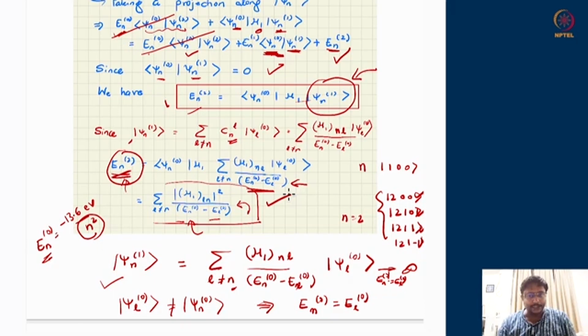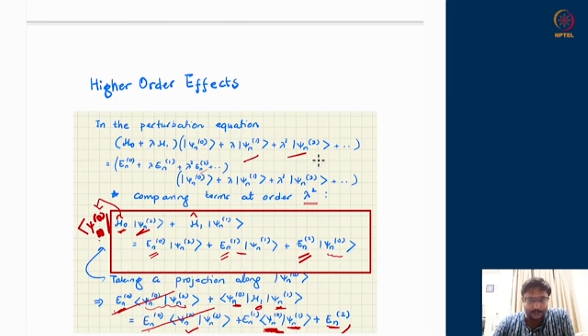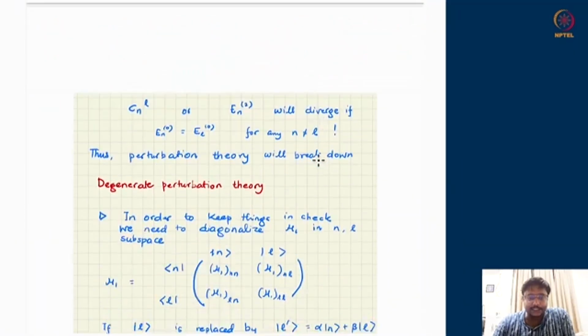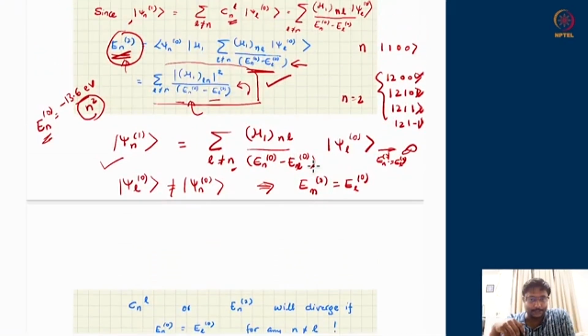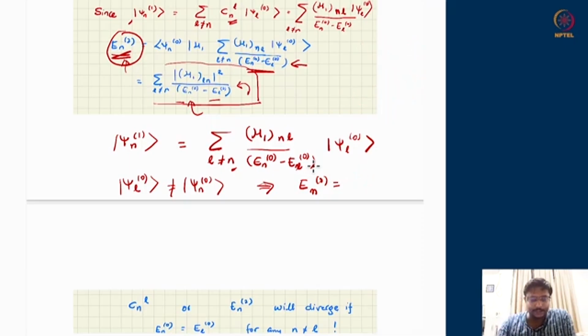So if that happens, no longer can I say these corrections are small. If things start blowing up, psi n1 blows up, En2 blows up, I can no longer trust this perturbation expansion. So the robustness of the perturbation theory is under question, and the perturbation theory will break down if such a thing happens. I cannot use this perturbation theory machinery which we have developed if I am talking about a system where two states have the same energy despite being different states altogether, like hydrogen atom.